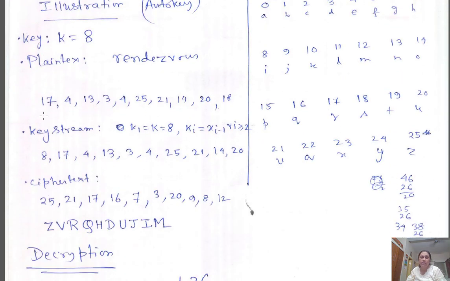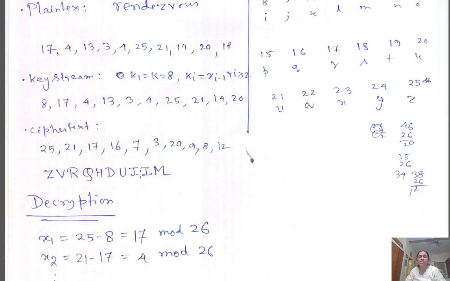So this way, if this is your plain text, your key stream will be: first one is 8, second one is this plain text, the third one is this plain text, fourth key stream digit is this one, like that. And the cipher text is simply this plus this modulo 26. You can generate this string and utilize this table to get your cipher text. And decryption is straightforward. You have this cipher text, and corresponding integers you get this one.